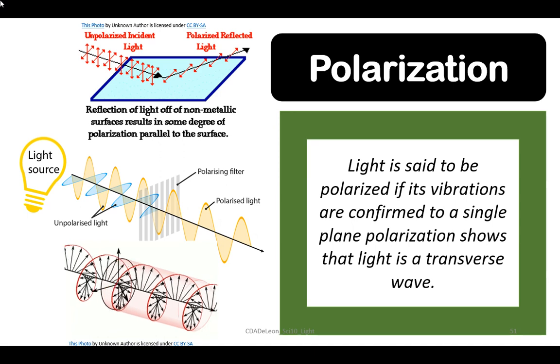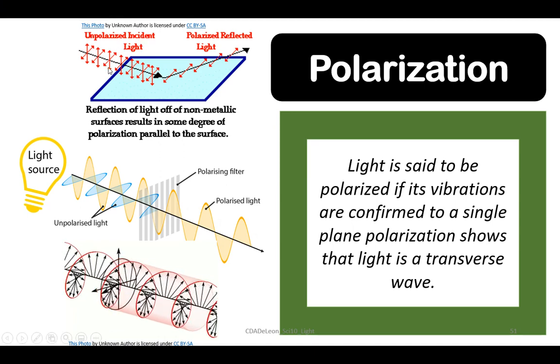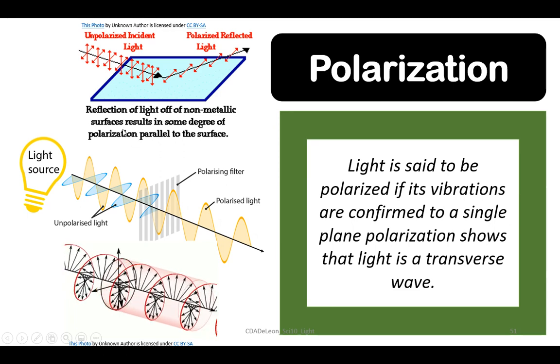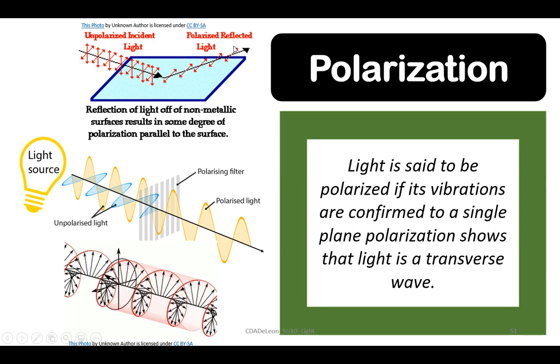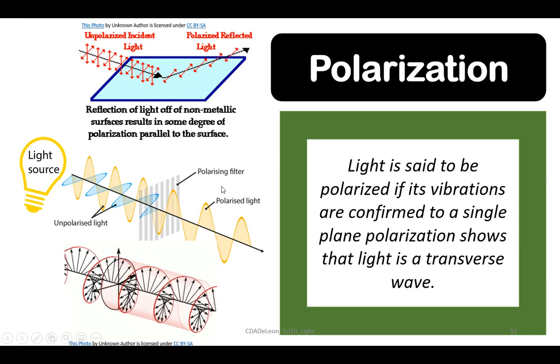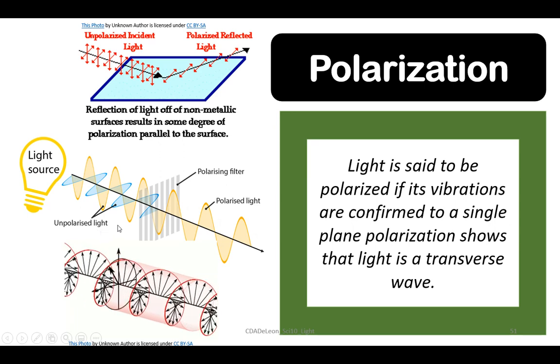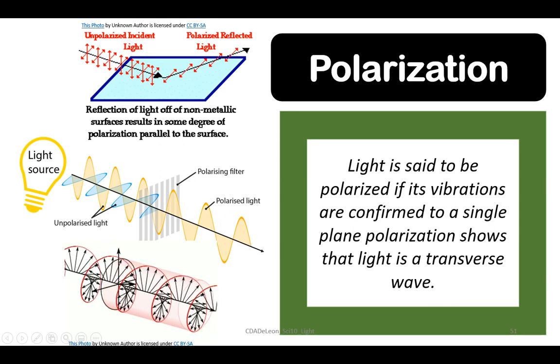As you can see on the first illustration, unpolarized incident light hitting a non-metallic surface results in some degree of polarization parallel to the surface, which produces polarized reflected light. In this second illustration, unpolarized light passes through a polarizing filter and becomes polarized light.